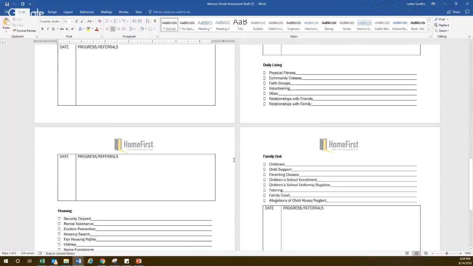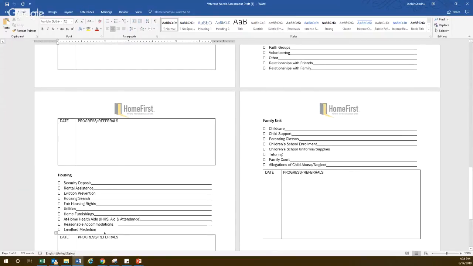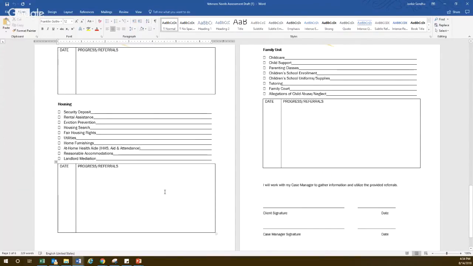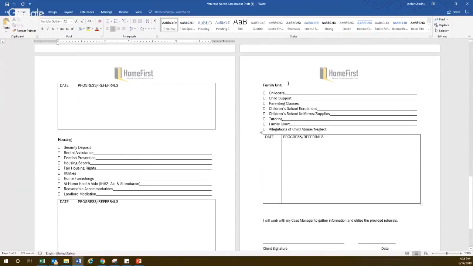relationship issues with friends or family, housing related issues, of course, security deposit, rental assistance, fair housing rights, utilities, landlord mediation, and then childcare. What are their immediate needs if they have a family? What are their family unit needs as well?